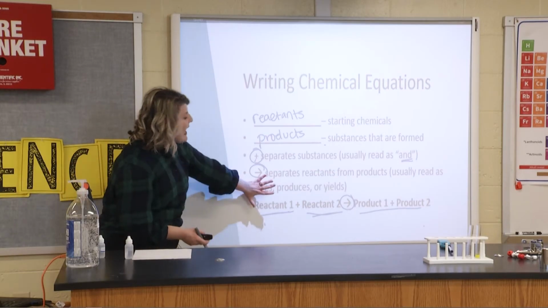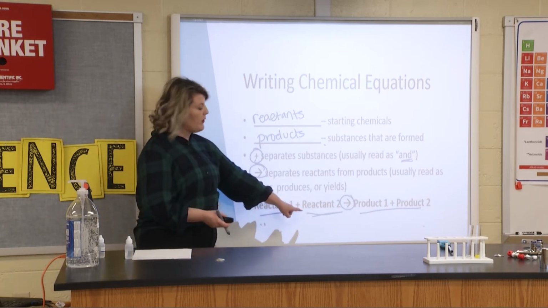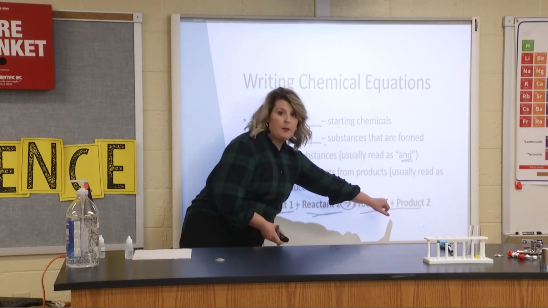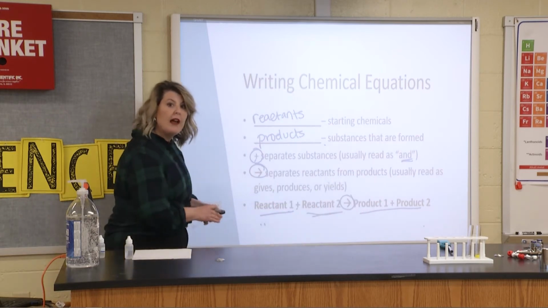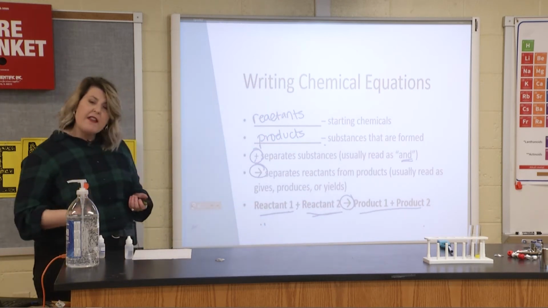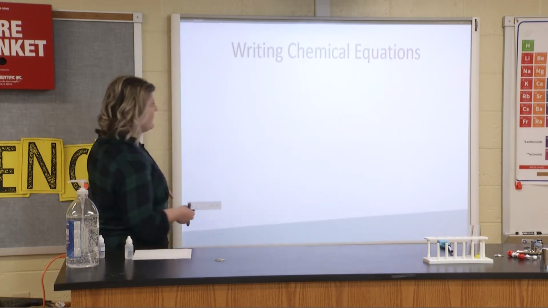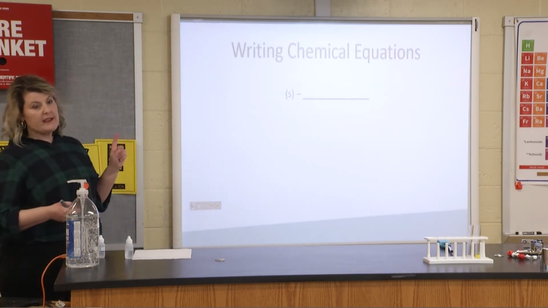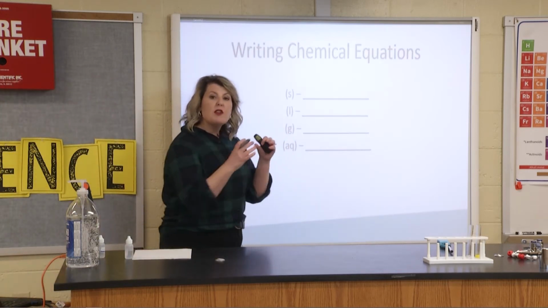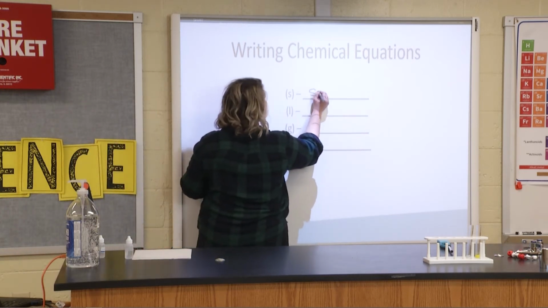So you're going to see that the reactants are always going to be on the left. They're going to be separated by plus signs if there's more than one. Your products are always going to be on the right. They'll also be separated by plus signs if there's more than one. But to separate reactants from products, we're going to use that arrow. And that arrow is going to be read as "goes to give," or "yields," or "produces." So some other things that you need to know when you're writing chemical equations are some symbols. When you see an (s) in parentheses, that means that substance is a solid.